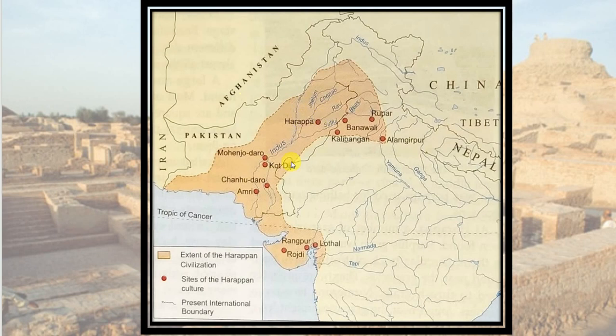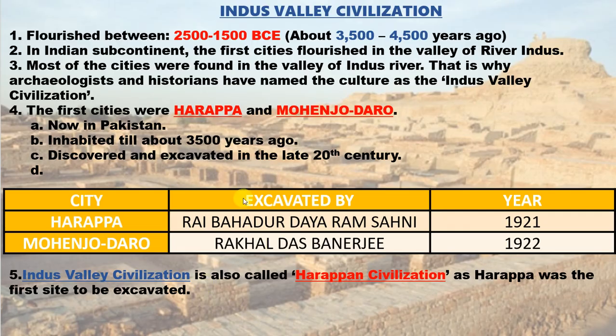Okay, let us move on to the data. The civilization roughly flourished between 2500 to 1500 BCE, that is about 3500 to 4500 years ago, and at some places it extended beyond this period also. We have already studied that in the Indian subcontinent the first cities flourished in the valley of river Indus, and that is why it came to be known as Indus Valley civilization.